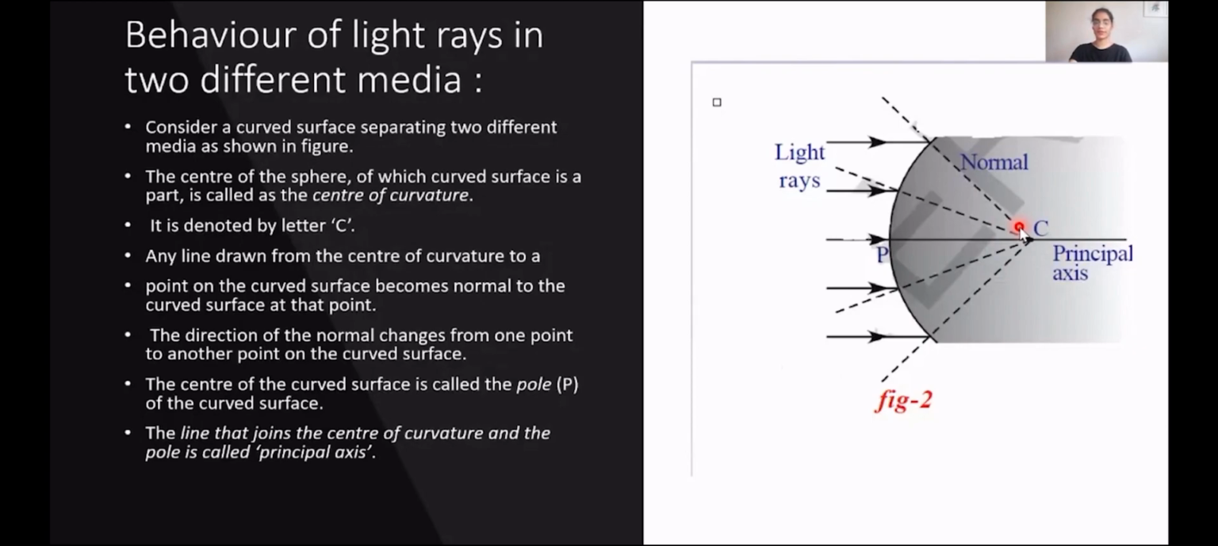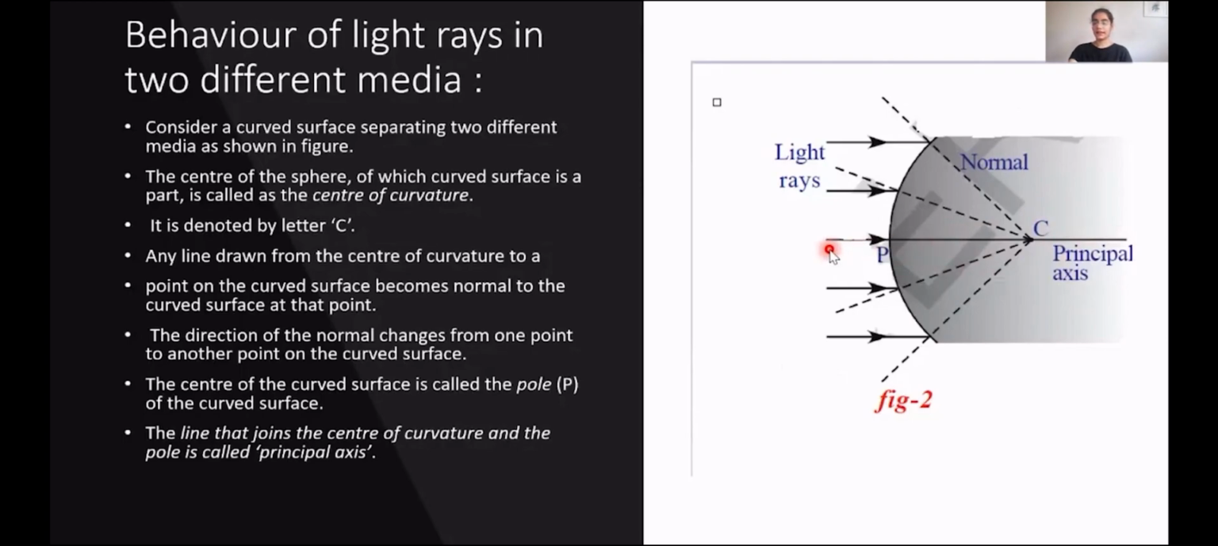any line that is drawn from the center of curvature to a point on the curved surface becomes normal to the curved surface. So any line that is passing through your center of curvature to the perimeter of the sphere, or any point on the surface of this sphere, will act as a normal. So actually on a curved surface you can draw many normals because you can have many lines that pass through the center of the sphere. All these lines are going to act as normals. Even this principal axis, where it is joining the pole and the center of curvature, is also going to act as one of the normals. One of the normals, not the only normal.